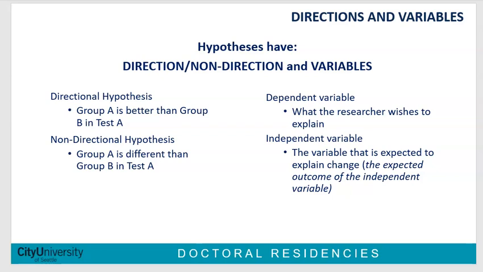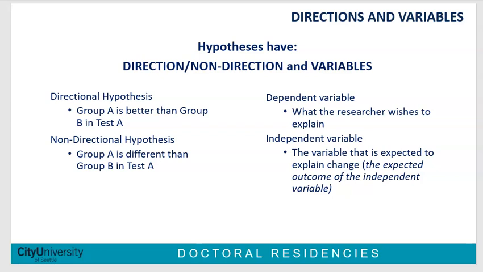So let me give you a directional hypothesis: group A is better than group B in test A. Whereas a non-directional hypothesis is that group A is different than group B. So you notice directional means it's better, worse, etc. Whereas non-directional, it's different. Again, it either is or it isn't.